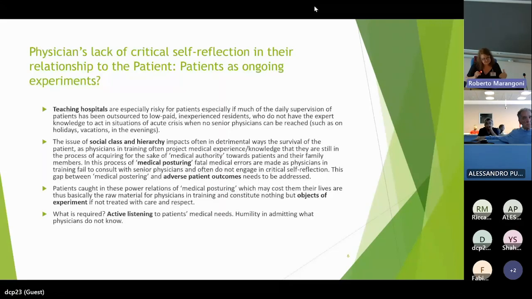So this is a slide where patients, and I know this is a sensitive issue, are being turned, from my perspective, into objects of experiment. And that's not what we want to have. What would be required would be an active listening to patients' medical needs, a kind of humility in admitting what physicians do not know, cannot know, but participate with family members in doing their best.